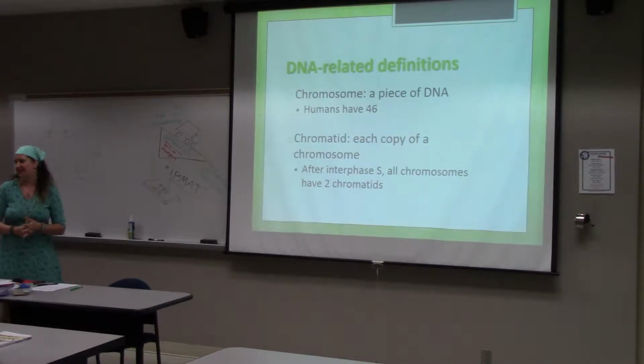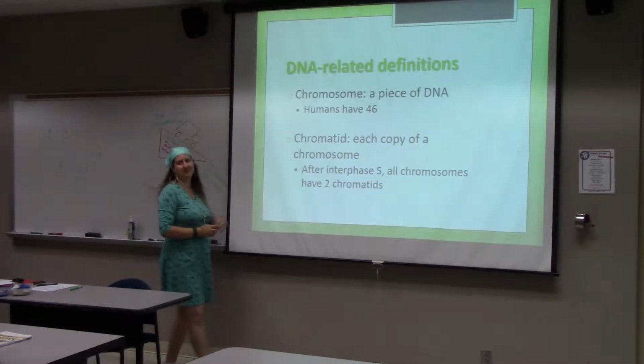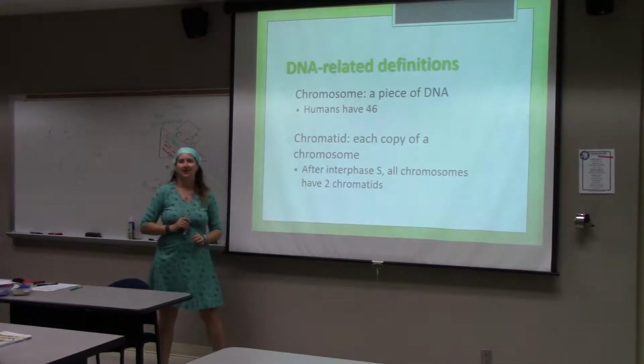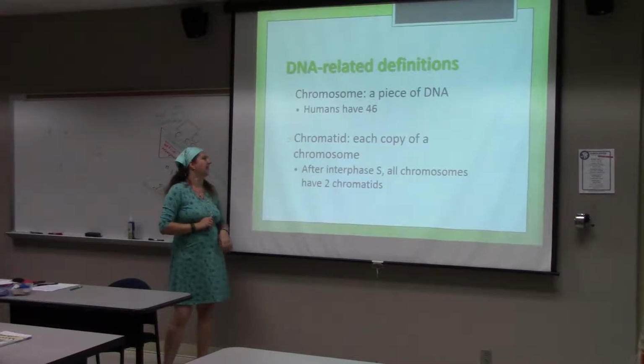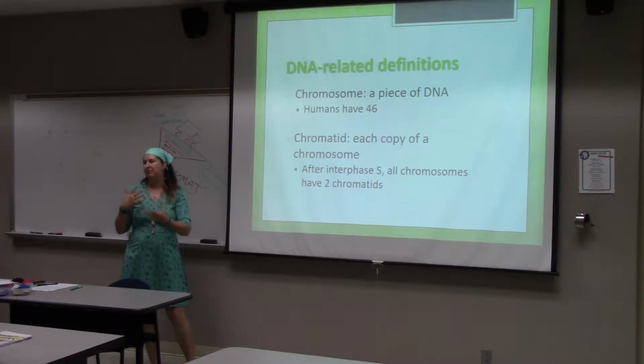So a couple of definitions so we can more easily talk about what's happening to the DNA in mitosis. A chromosome is one piece of DNA. So it has a beginning and an end and a whole bunch of DNA in the middle. Humans have 46 chromosomes. Those 46 separate pieces all together make up the chromatin in the nucleus.